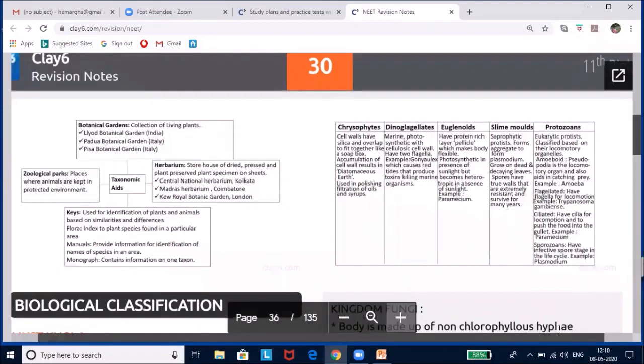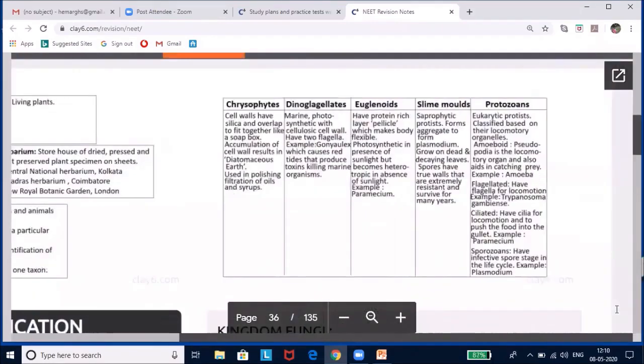So if you look at this, you'll find the 5 classes here: chrysophytes, dinoflagellates, euglenoids, slime molds, and protozoans. Chrysophytes are popularly known as diatoms and desmids. And mind you, diatoms are the chief producers in the ocean. This is very important and you need to remember.